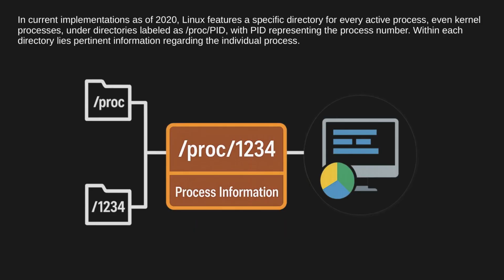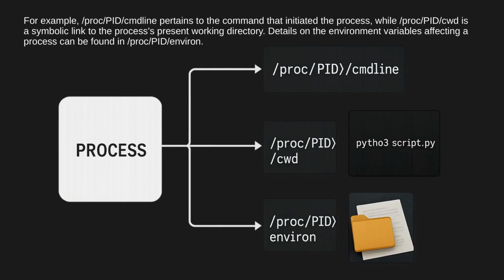In current implementations as of 2020, Linux features a specific directory for every active process, even kernel processes, under directories labeled /proc/PID, with PID representing the process number. Within each directory lies pertinent information regarding the individual process. For example, /proc/PID/cmdline pertains to the command that initiated the process, while /proc/PID/cwd is a symbolic link to the process's present working directory. Details on the environment variables affecting a process can be found in /proc/PID/environ.